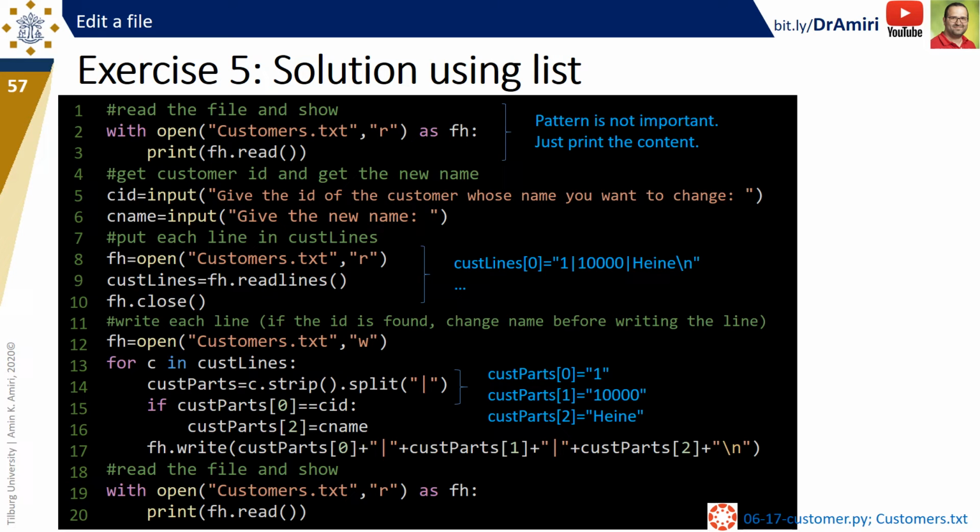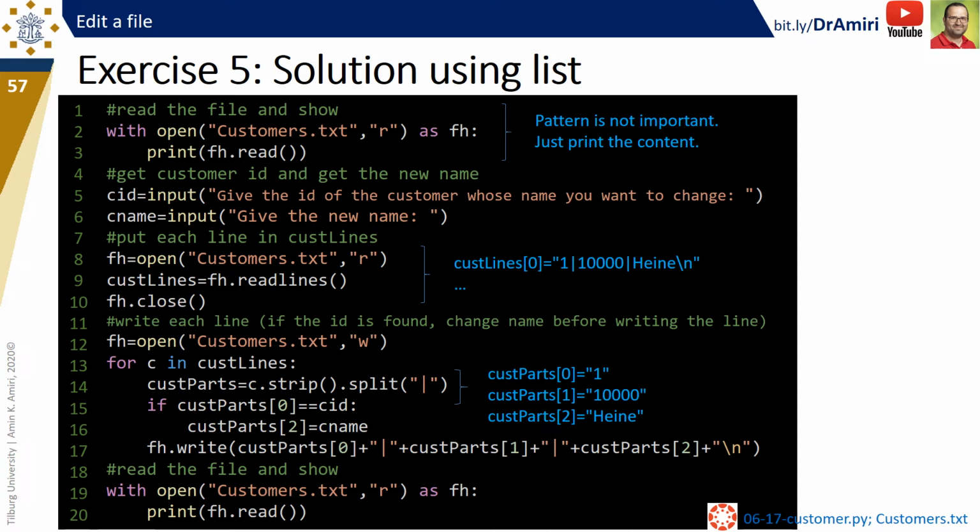You can see here that as a result of these three lines, you have a variable called cost lines, which if you use bracket 0, for example, on this variable, you get the first line of the file, which is 1 vertical line, 10,000 vertical line Heine, and a \n. And you can also get the second line and third line using the brackets.